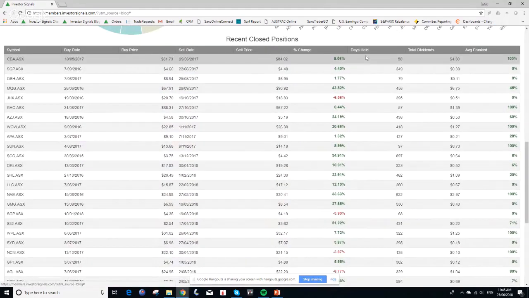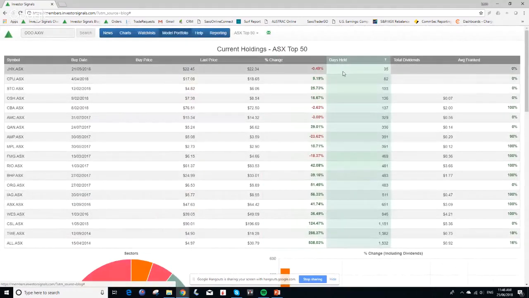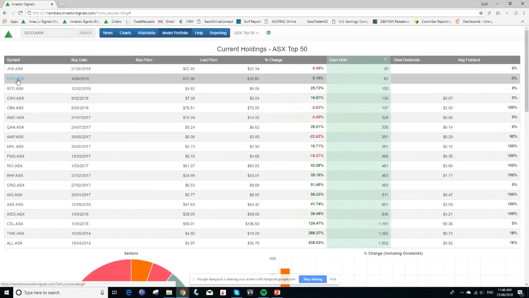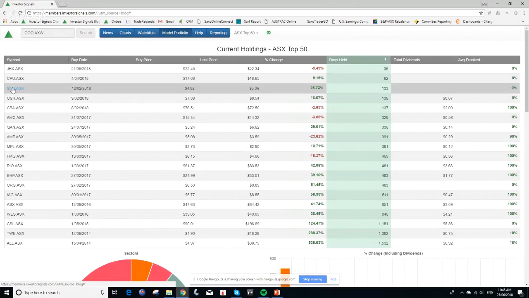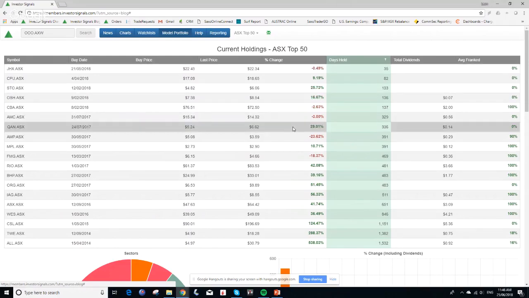Okay, if we just scroll down and have a look, by days held, looking up here from days held, we just check to see which stocks have been added to the model most recently. Probably James Hardie, Computershare, and then, as I mentioned, Santos and Oil Search. But out of those, James Hardie's the one that we're accumulating, as we looked at the chart earlier.